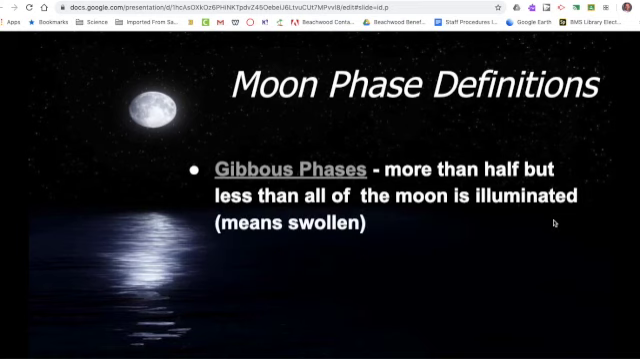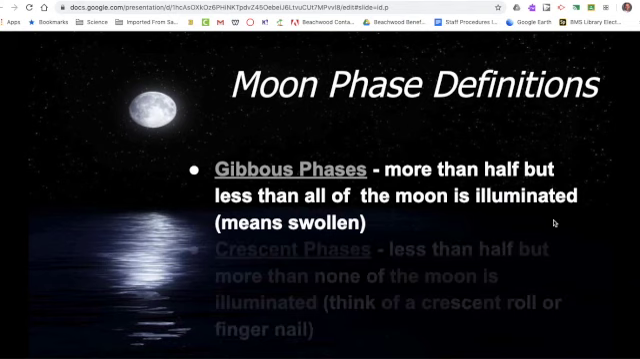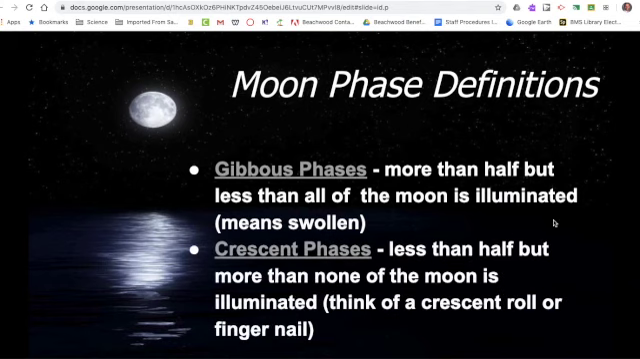Couple more. Pause whenever you need to. The gibbous phases. Gibbous means swollen, and so what that means is that we're talking about a little bit more than half of the moon is illuminated, but not all of it. So that could be a couple different days where that happens.